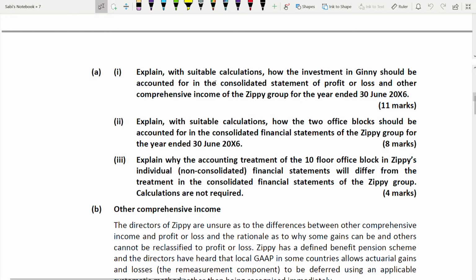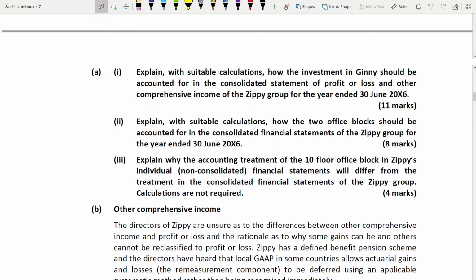Suitable calculations. This type of question, where they say suitable calculations, means that you have to decide what the calculations are. For example, what are the items that will go in the consolidated statement of profit and loss and other comprehensive income? For that consolidation, what do you need? All those things you have to calculate.